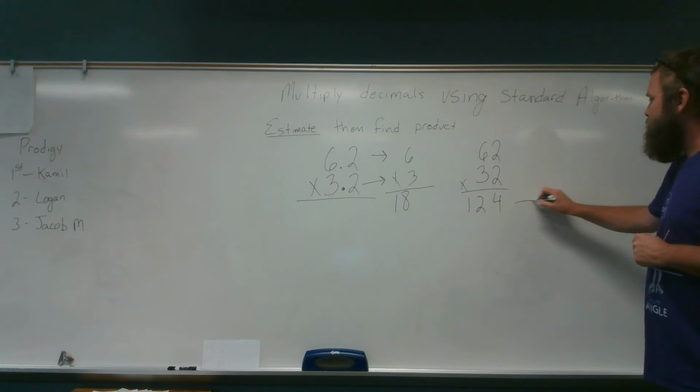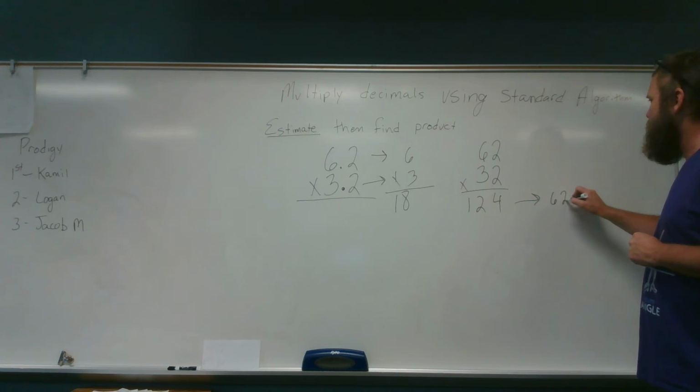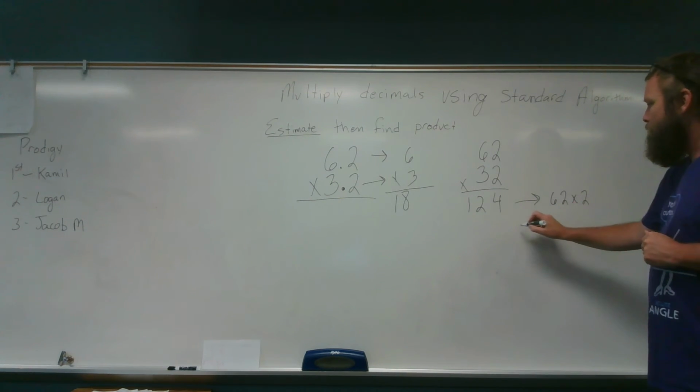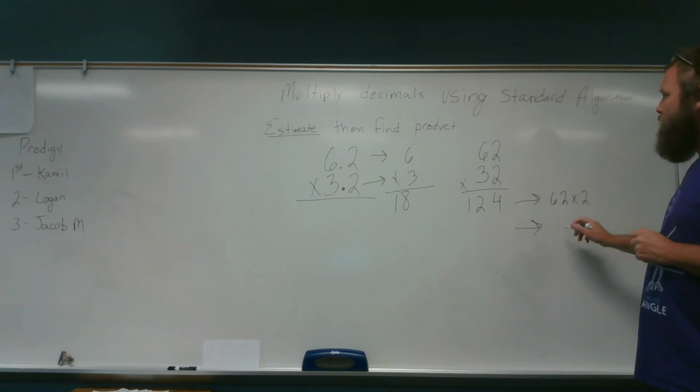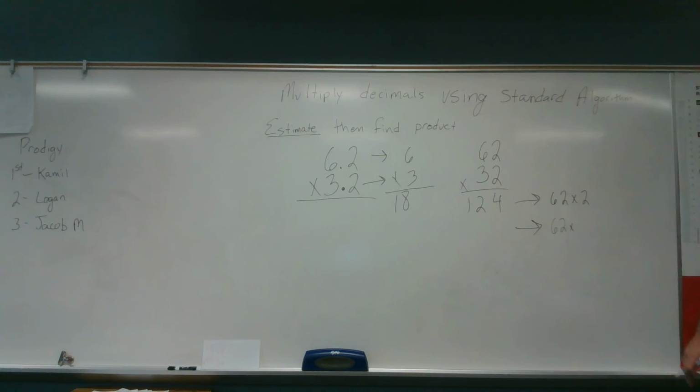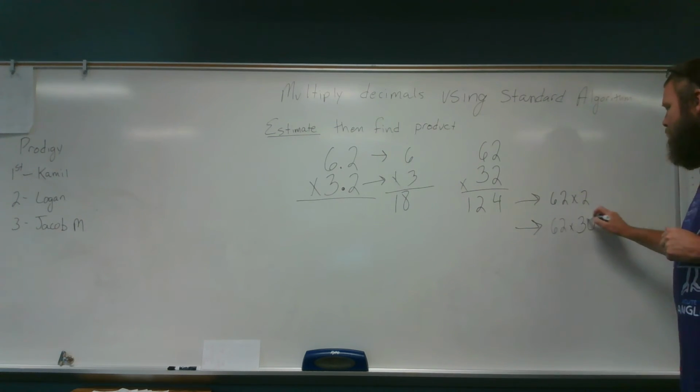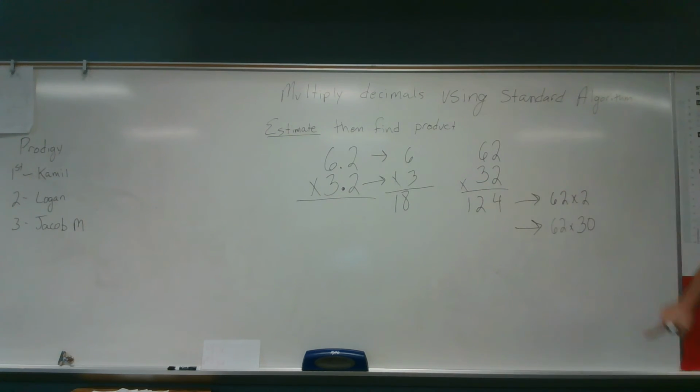So this is the same as saying 62 times 2. This is going to be the same as saying 62 times what, Kason? 30. Good. Because the 3 is in the tens place. So if you ever get to this point where you're like, this is so confusing doing 2-digit by 2-digit, break it up.